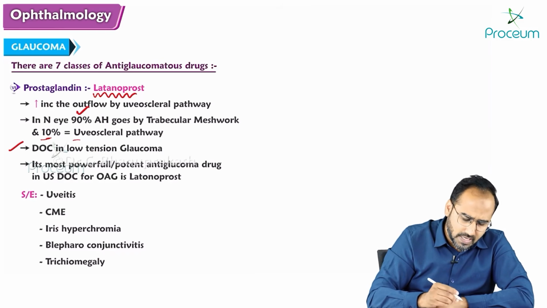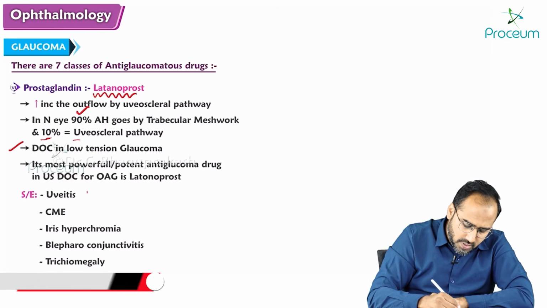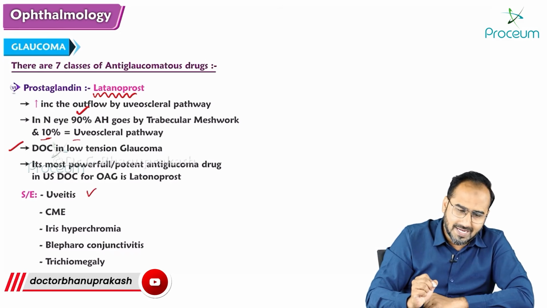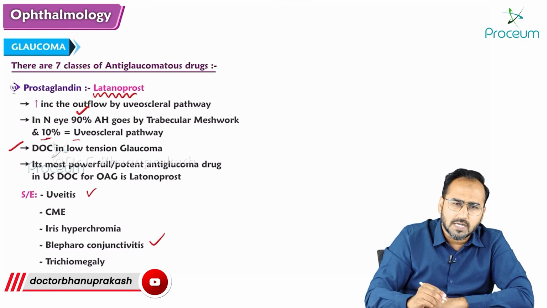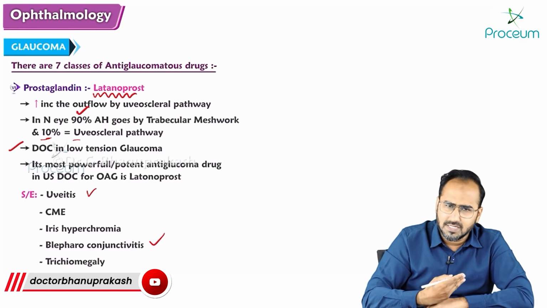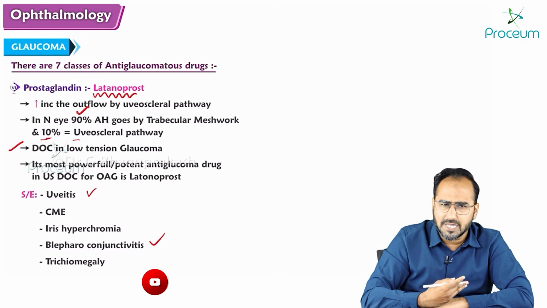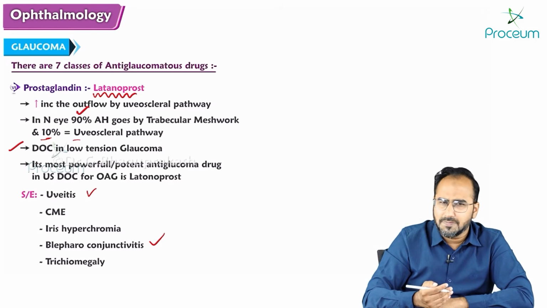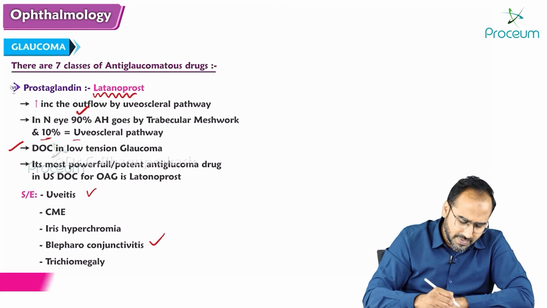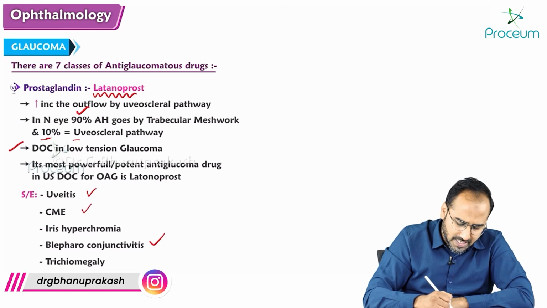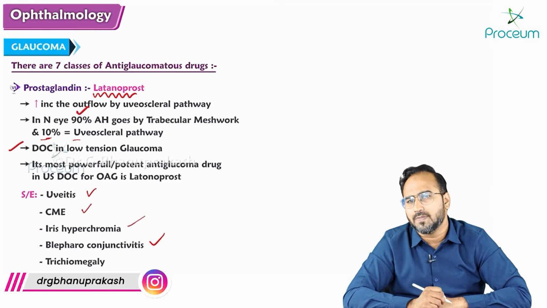Same as pilocarpine. This will also cause what? Uveitis. This will also cause what? Blepharoconjunctivitis. Pilocarpine was also causing the same side effect. Yes or no? Uveitis and blepharoconjunctivitis. Apart from that, it might also cause cystoid macular edema and iris hyperchromia.